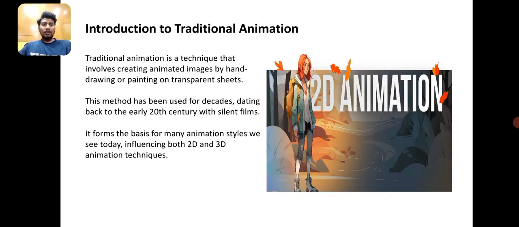Today we are going to discuss the traditional animation techniques. Introduction to traditional animation. Traditional animation is a technique that involves creating animated images by hand drawing or painting on transparent sheets. This method has been used for decades, dating back to the early 20th century with silent films. It forms the basis for many animation styles we see today, influencing both 2D and 3D animation techniques.